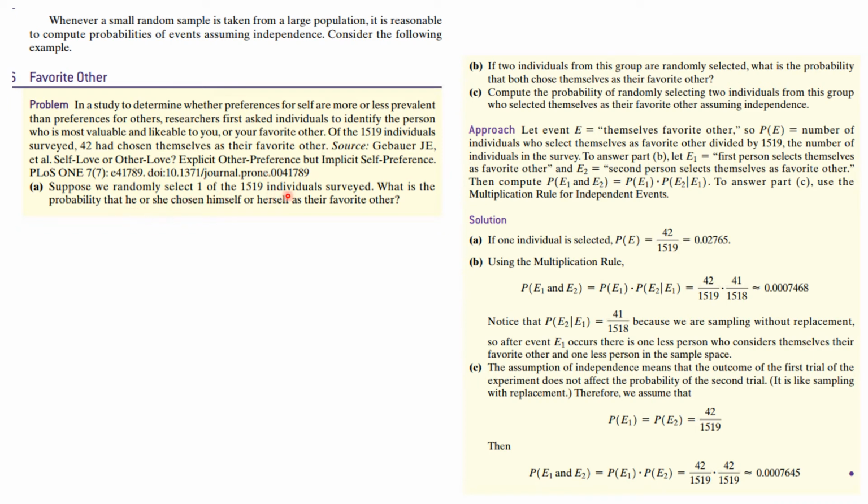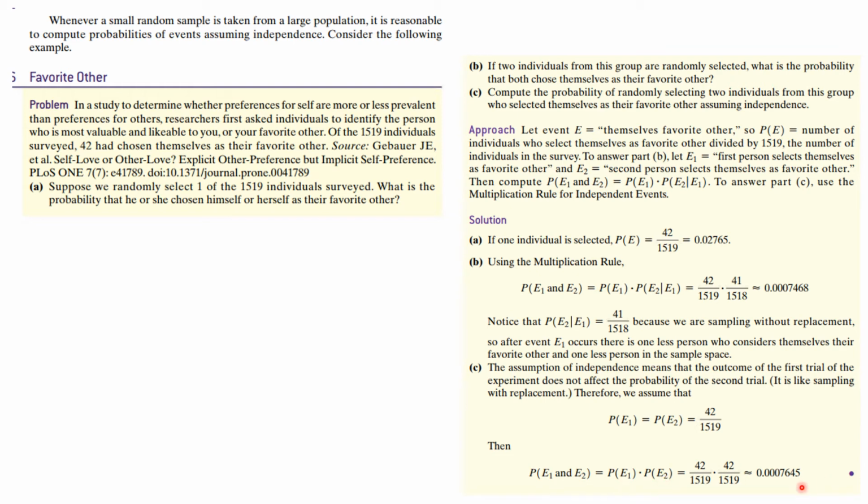Suppose we select one of these 1,519 people. What's the probability that he or she chose himself or herself as their favorite other? So if 2 individuals are selected, what's the probability that both chose themselves? And compute the probability of randomly selecting 2 individuals who selected themselves as their favorite other, assuming independence. So we go through and we compute this. Here we compute it using the general multiplication rule, and you find that we get this number. If we do it assuming independence, or we multiply, we get a very close number.